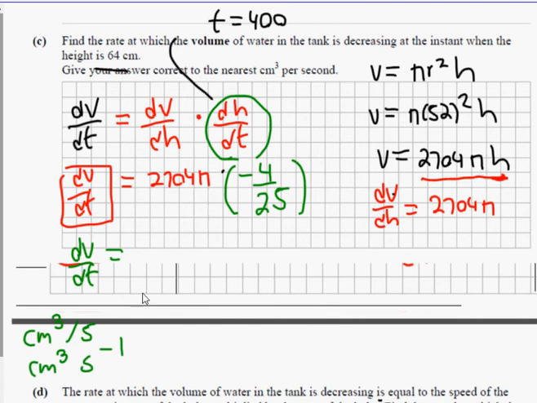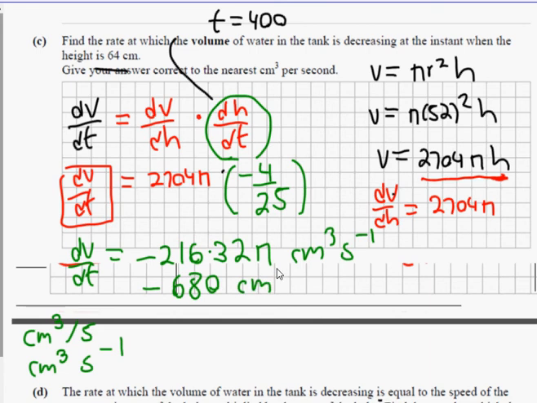Okay? So what we're going to get here when we put this in is 2 different answers. The first answer will be minus 216.32 pi. The second answer being minus roughly 680. And I'm just going to put both units in, centimeters cubed per second. Happy enough with that? Now, part D.